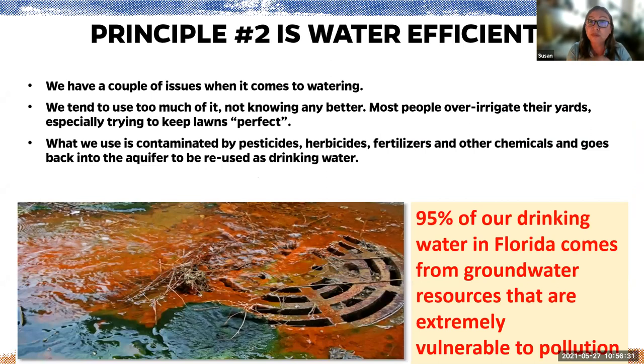So principle number two is watering efficiently. And we do have a couple of issues when it comes to watering. We tend to use too much of it, not knowing any better. Most people do tend to over irrigate their yards, especially in the pursuit of keeping their turf grass lawns looking perfect. And what we use is contaminated by pesticides, herbicides, and fertilizers, as well as other chemicals, which ends up going back into the aquifer to be reused as drinking water. And 95% of our drinking water in Florida does come from these groundwater resources that are extremely vulnerable to pollution.